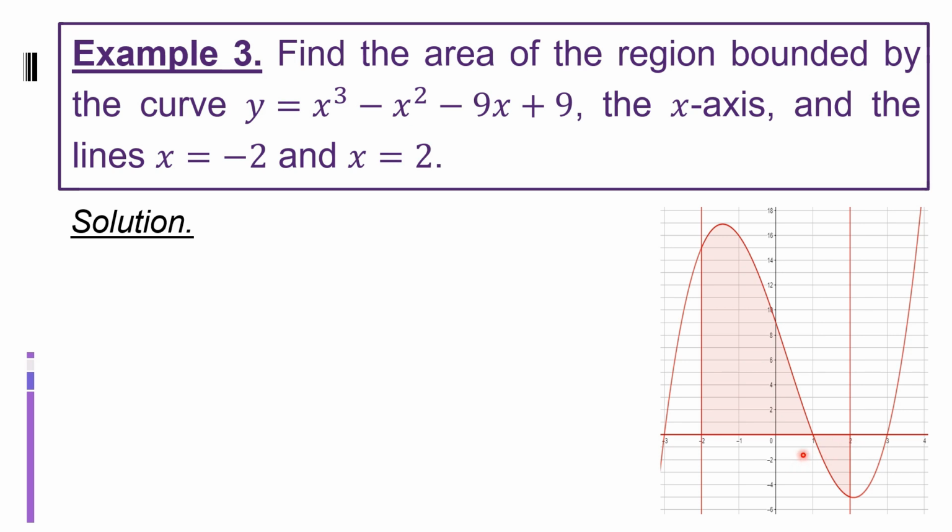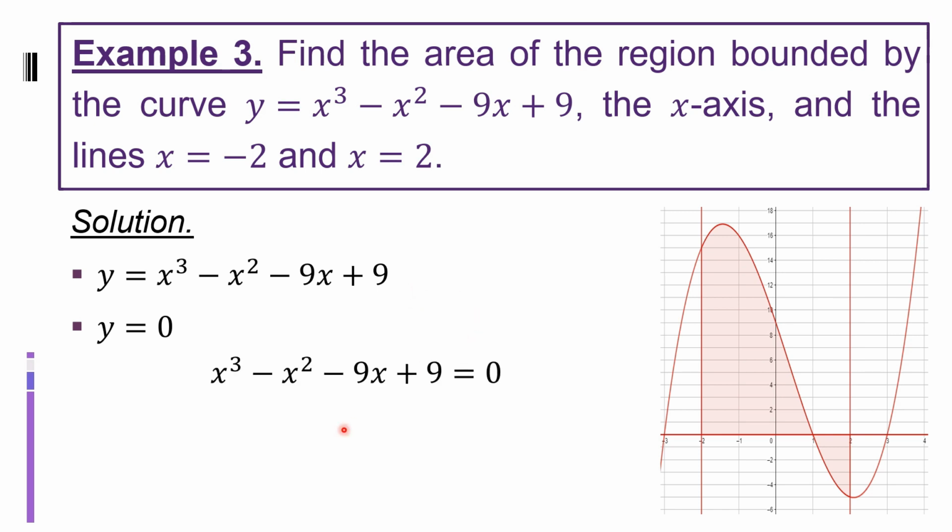But, paano natin malalaman kung nasaan yung point na yon? In the graph, para siyang nasa 1. But we have to make sure that this is really 1. So to do that, kunin natin ngayon yung intersection nitong curve na to at itong line na to. And we know that the x-axis has an equation y equals 0. So we have these two, and we shall take the intersection of that by equating y equals y, or x cubed minus x squared minus 9x plus 9 equals 0.